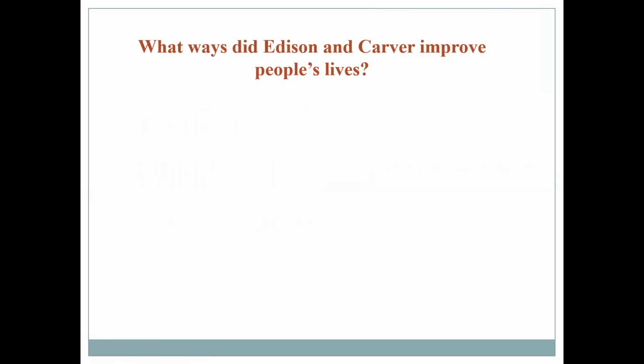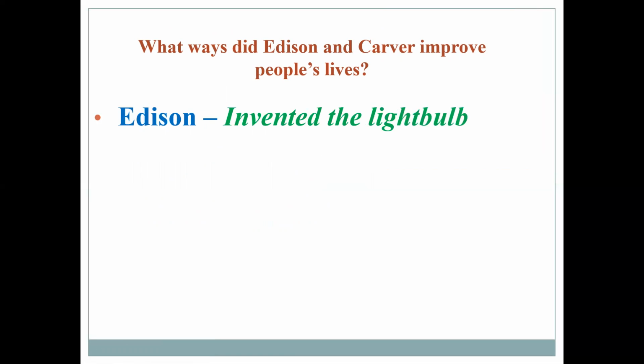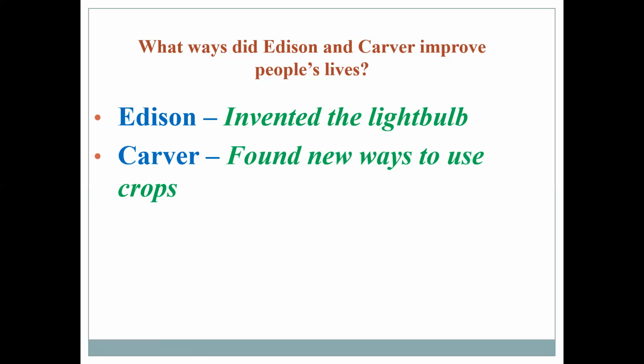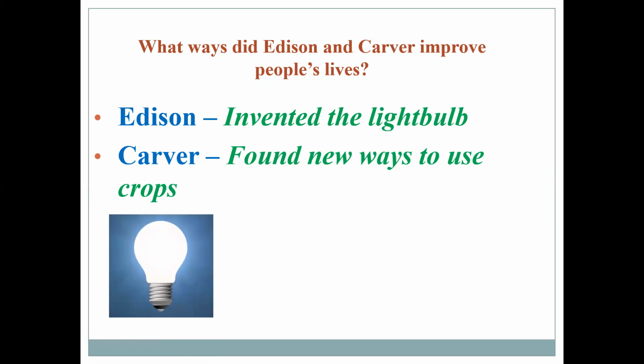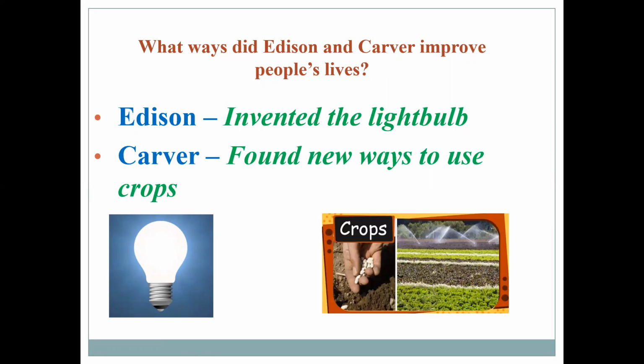Now, I have a quick question for you. In what ways did Edison and Carver improve people's lives? So what did Edison do? Who can remember? He invented the light bulb. Very good. And what about Mr. Carver? He made that lovely peanut butter for you that you have on your bread every morning. They found new ways to use crops. Okay, so Mr. Carver was a key person who found new ways to use crops. Okay, Edison for the light bulb and Carver for crops.